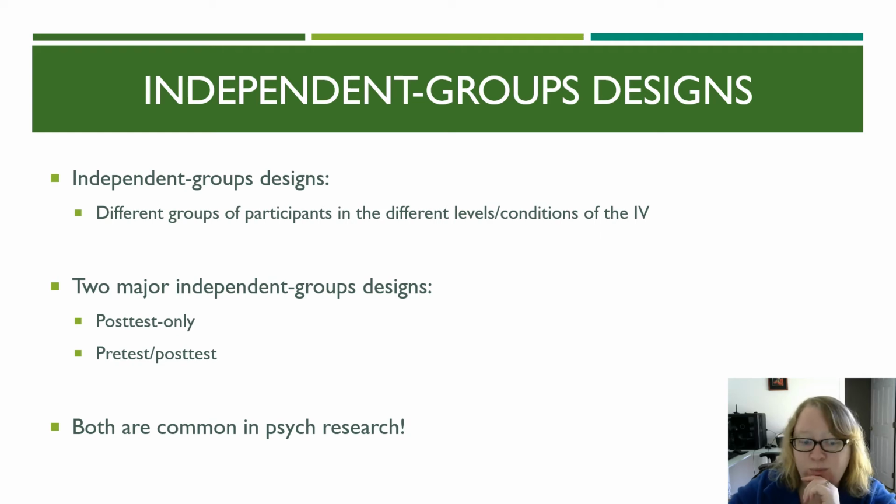Both of these are actually pretty common in psychology research. So post-test only, that is where you're giving your independent variable and then you're just doing your post-test. Your post-test being, you can only get the DV once, right? So that'd be like the pasta bowl study. You give them the bowl type, either medium or large, and then you see how much pasta they eat. That's your DV. So post-test only.